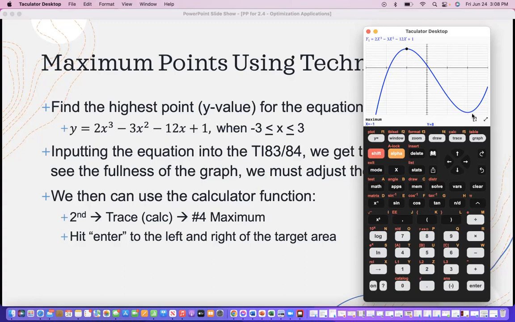And the same thing would be true for a minimum. If I go to Shift Calculate, and we want to find a local minimum, your cursor just needs to move to the left of it first. So left bound, hit enter, right bound, toggle over so you get to the right of it, hit enter, and it will give you a local minimum at x = 2. We're at -19.